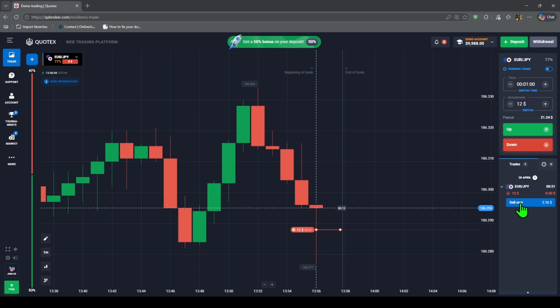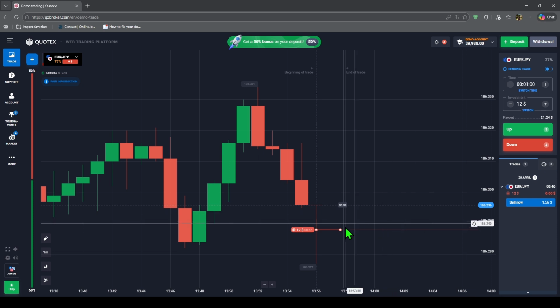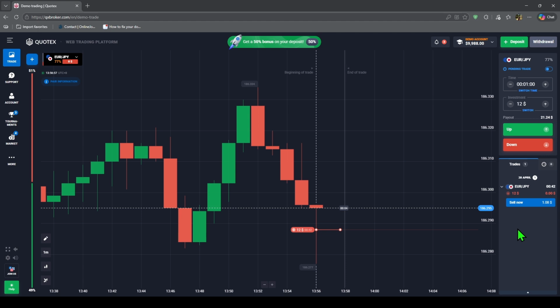Next, enter the amount you want to trade. Start with a small amount, especially if you're new. Trading involves risk, and you should never trade money you cannot afford to lose.